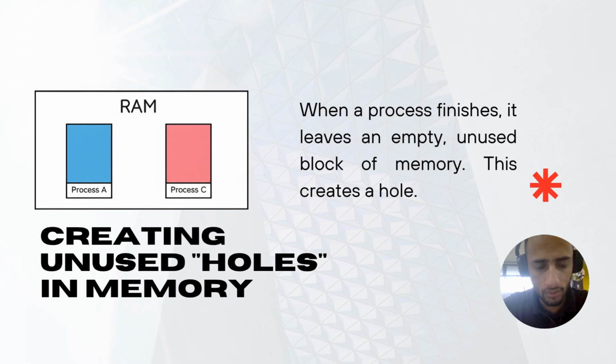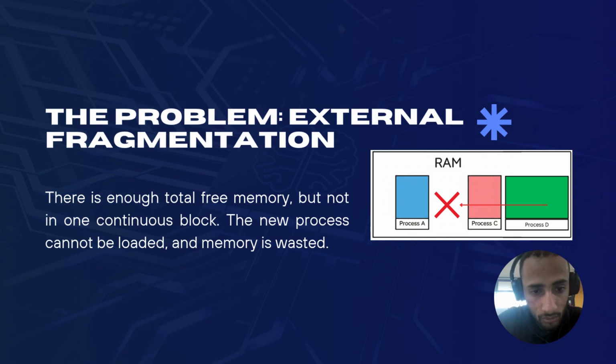However, a problem starts when a process is closed. Let's say process B finished its task. The operating system frees up its memory, but this creates a hole, an empty space stuck between process A and process C. This space is free, but it's fragmented. This brings us to the core problem, known as external fragmentation.